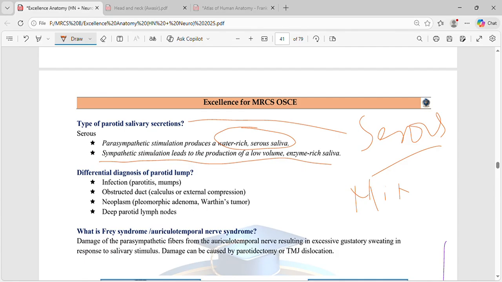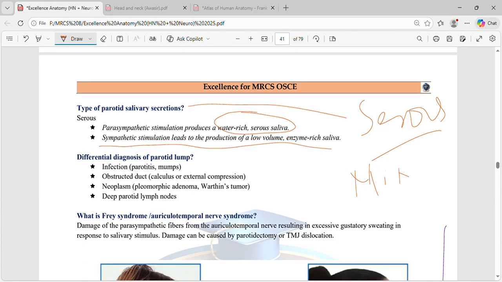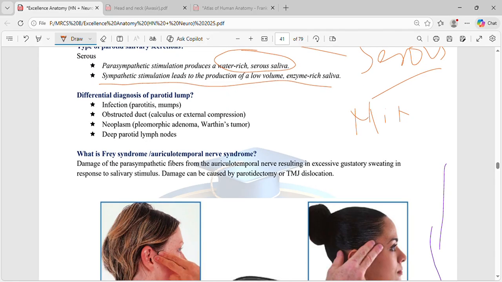Differential diagnosis of parotid lump. Infection may be parotitis, mumps, obstructed duct calculus or external compression; neoplasm such as pleomorphic adenoma, Warthin's tumor; and then deep parotid lymph nodes. These are the differentials of swellings of the parotid gland.